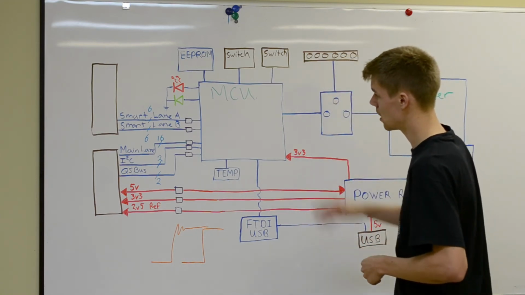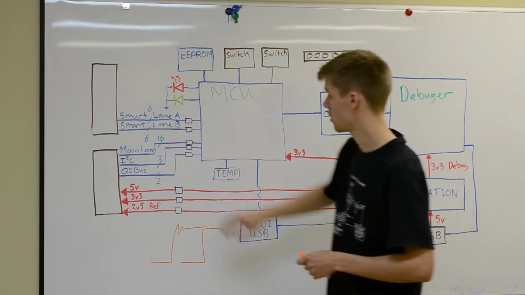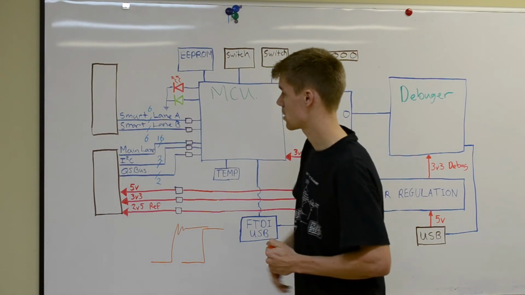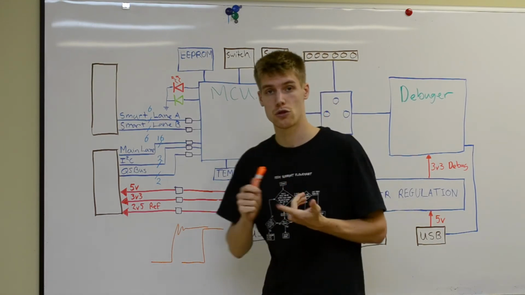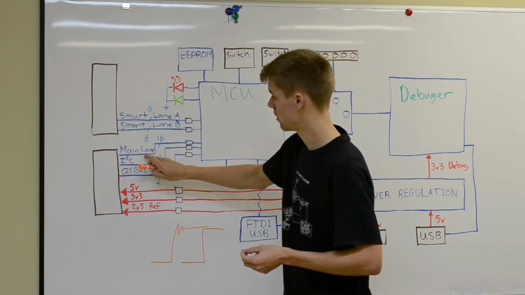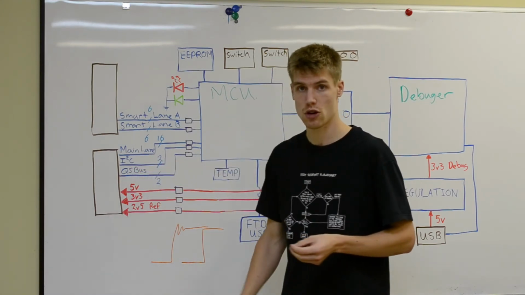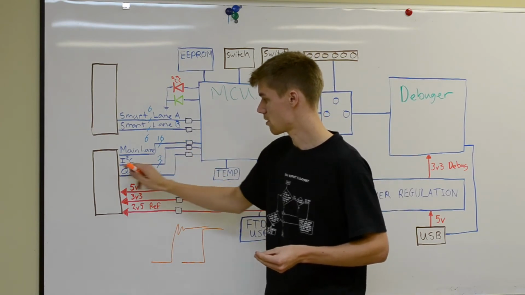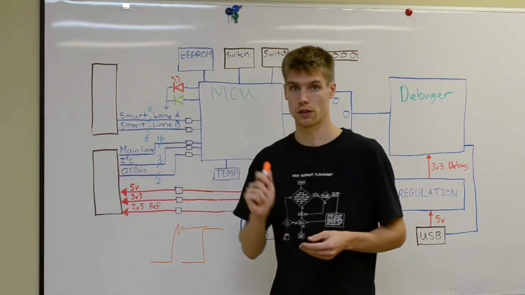Lastly, this particular processor has 2 smart lanes, A and B, each of 6 lines. So you can have 2 smart lane boards. Then you still have this 16 channel main lane. We have an I2C bus on the shared lane, as well as the QuickStack bus on the shared lane.